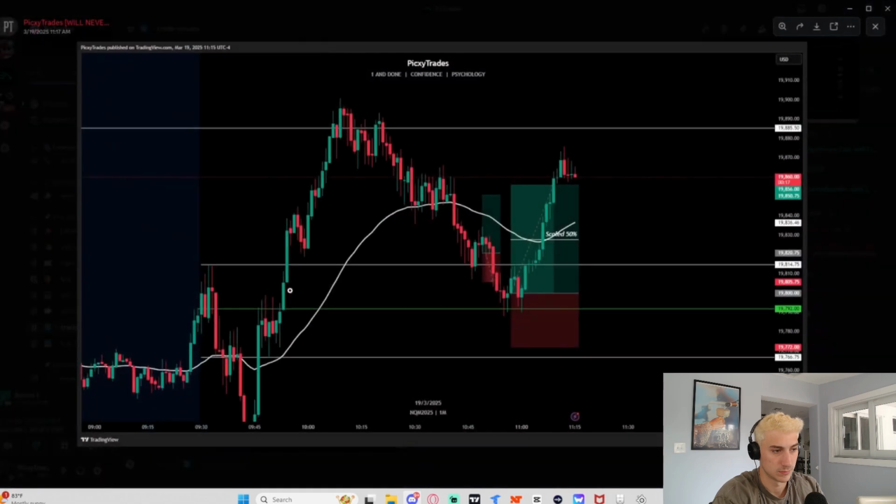It's a lot simpler. All you really do is just wait for a break and a retest. You don't have to look at multiple time frames. You don't need a bias. You're a continuation trader, right? That's basically what this is.